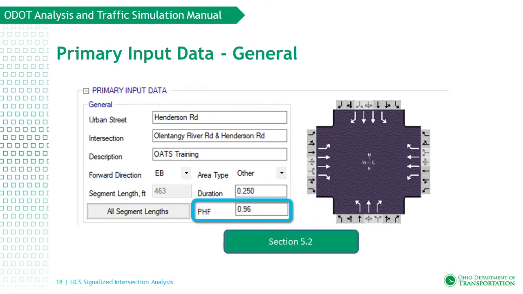The existing peak hour factor for the intersection should be entered in the peak hour factor box. If the existing peak hour factor is unknown, a default peak hour factor of 0.92 should be used. Refer to section 5.2 for more information on peak hour factors.